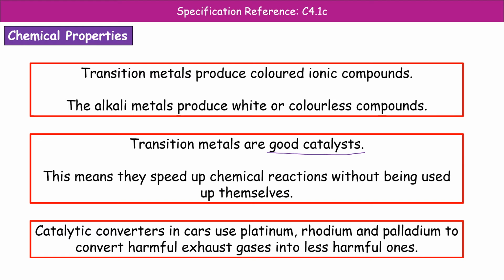Examples of where we also use our transition metals is in our cars, in the catalytic converter. Now, catalytic converters in cars use some of these quite expensive metals, platinum, rhodium, palladium, and the reason these catalytic converters exist is because they're going to convert some of the harmful exhaust gases that cars produce as a result of that internal combustion engine into less harmful ones. So this is kind of one of those environmentally friendly techniques that we now have.